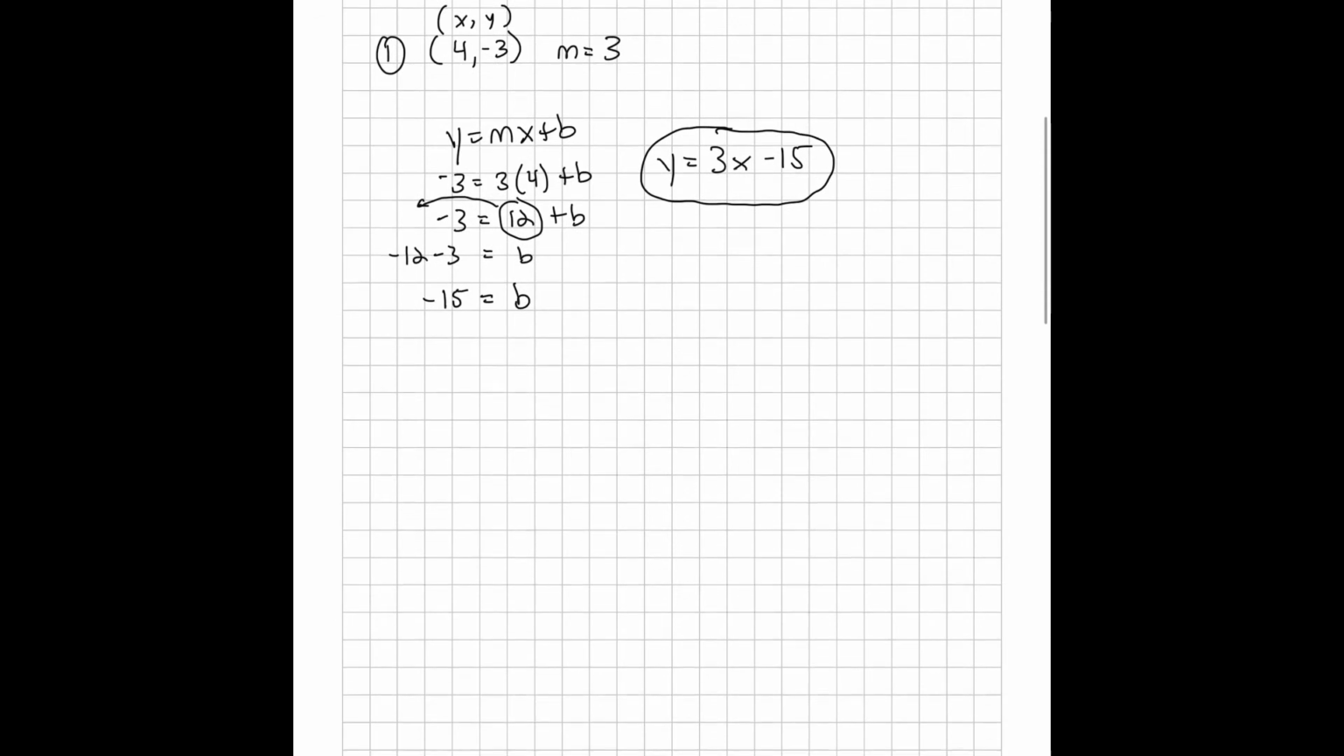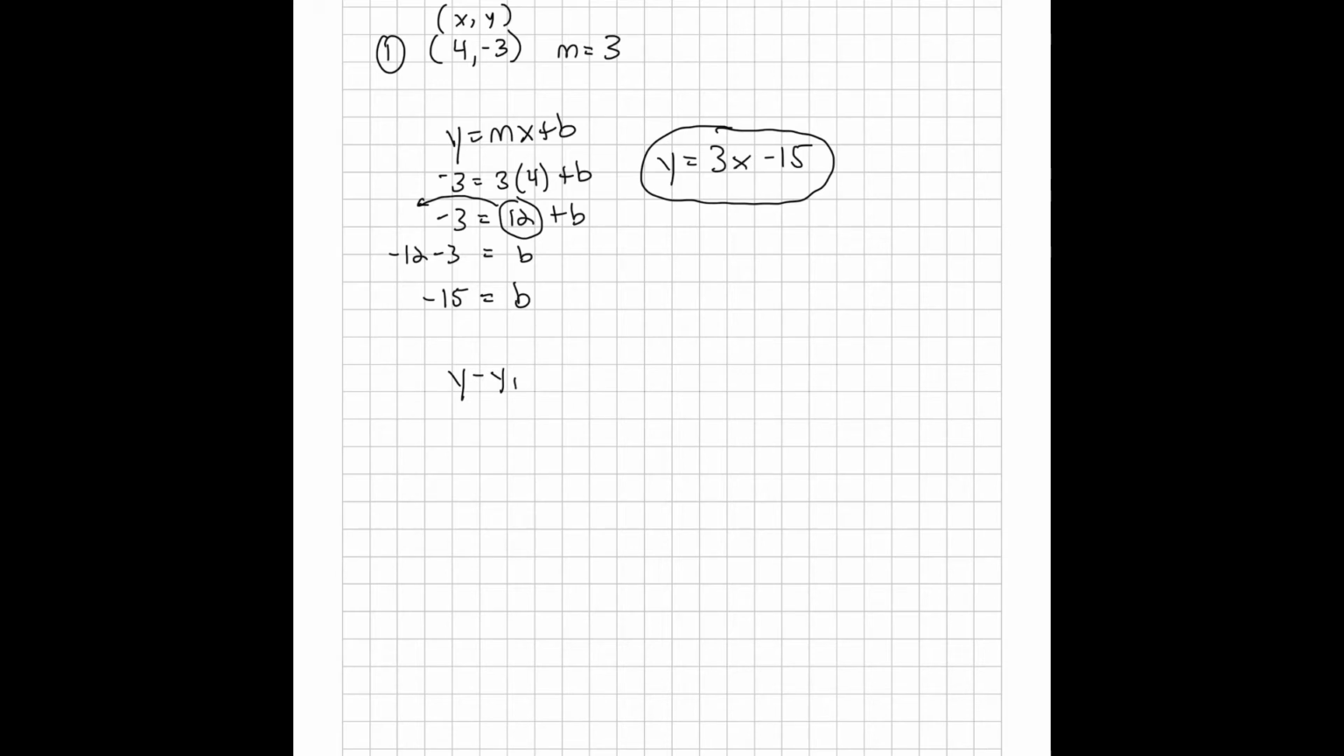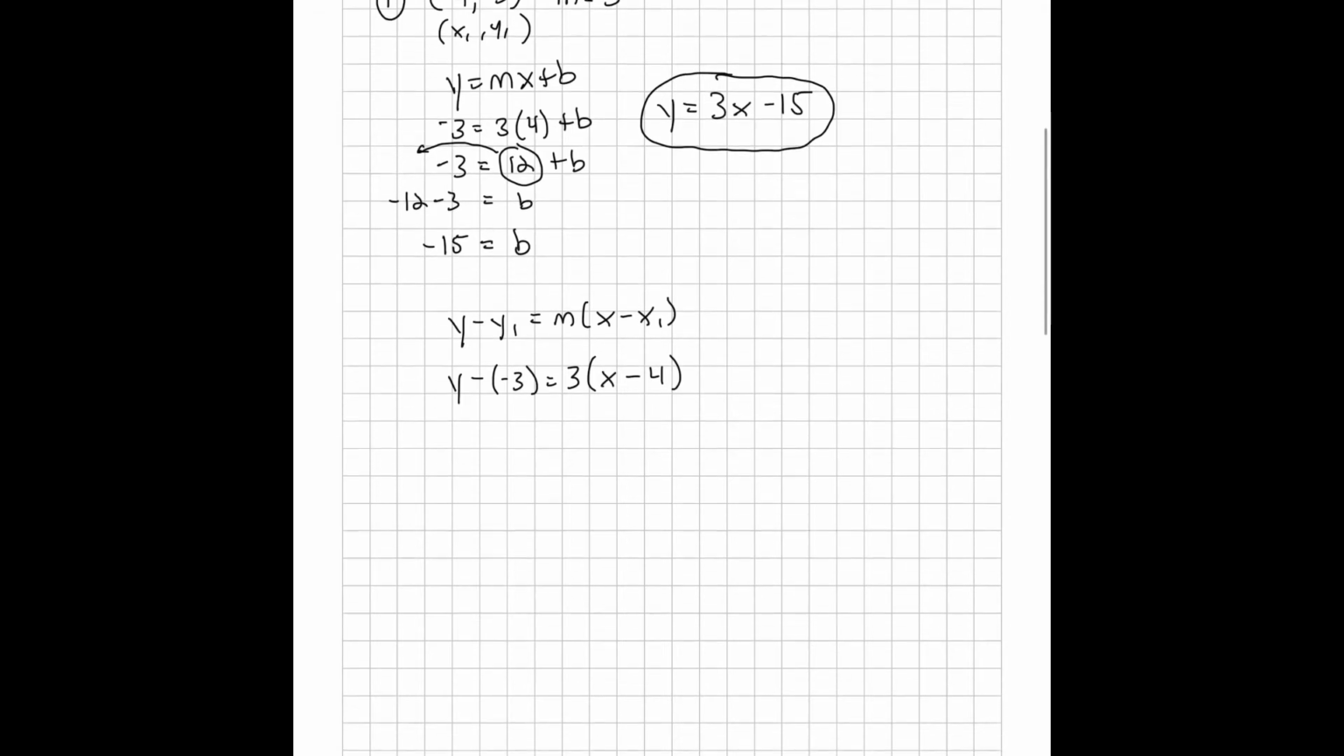Okay, I'll show you another way. It's our point slope form of a line, y minus y1 equals my slope times x minus x1. Well, x1 and y1 is just your coordinate. That's x1, y1. And so you can plug in y1 and x1 and your m and solve it. So y minus y1 is -3 equals my slope of 3 times x minus x1 is 4.